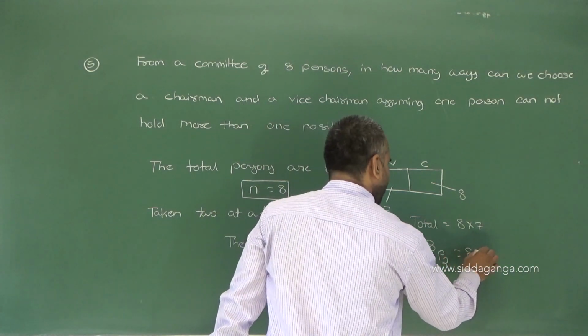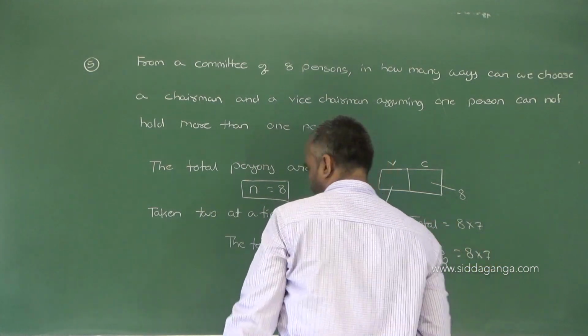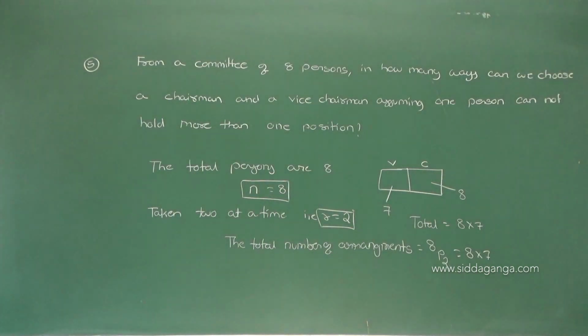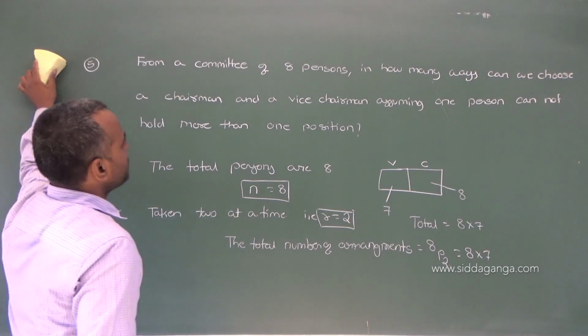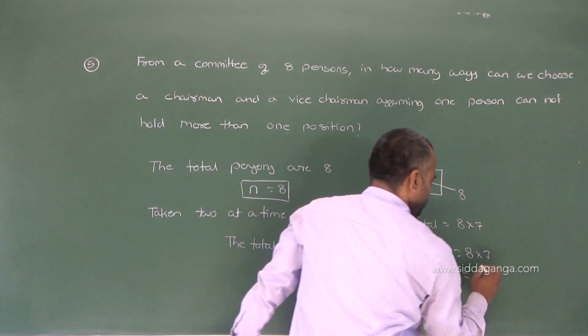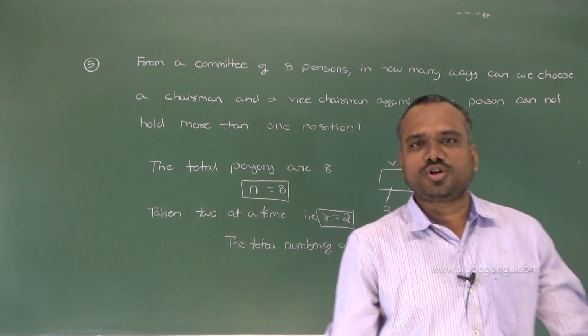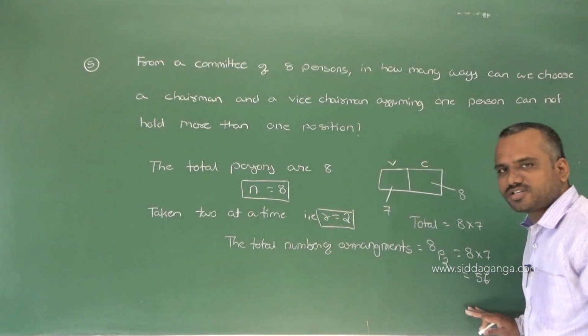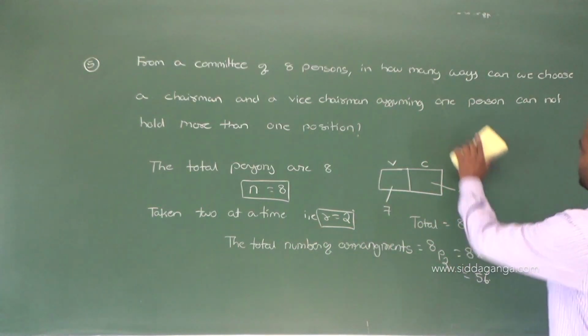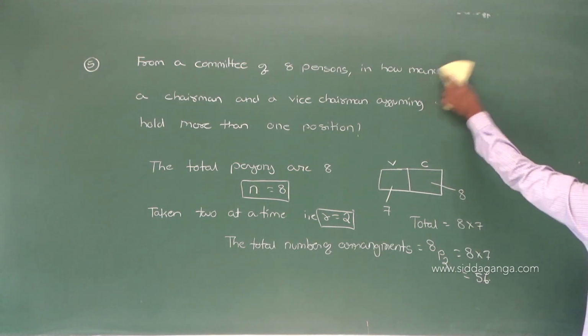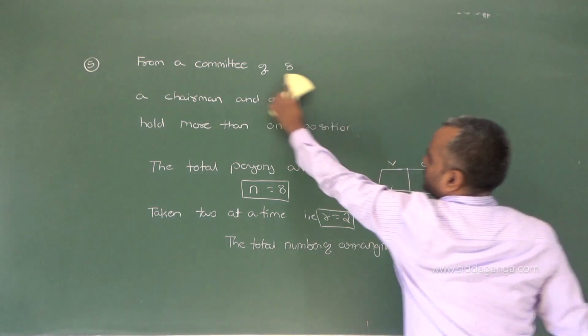So that is nothing but 8 into 7, which is 56. The total number of arrangements is 56. This is the answer. Next question.